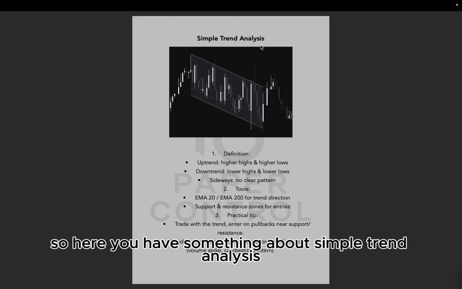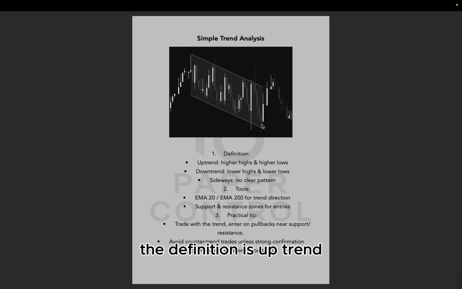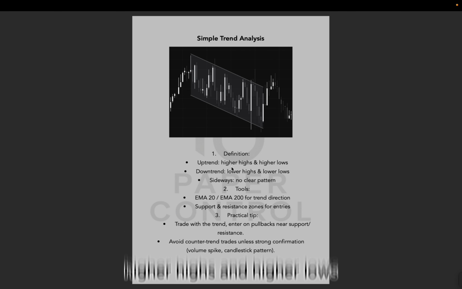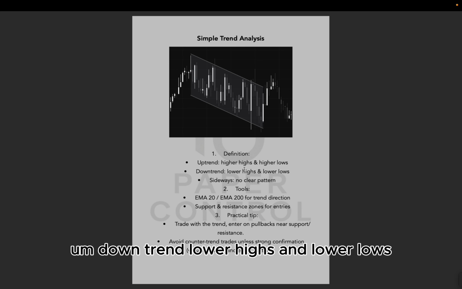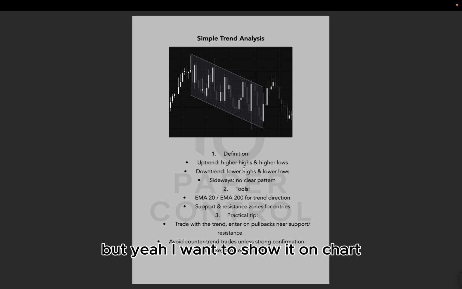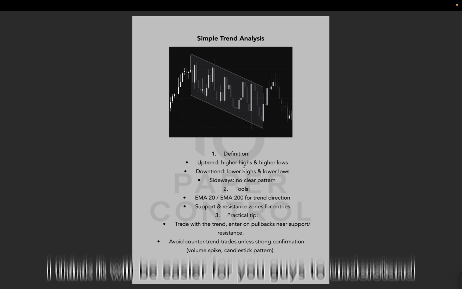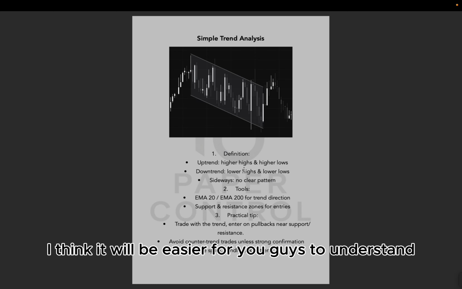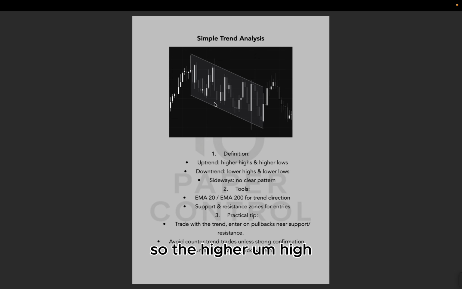Here you have something about simple trend analysis. The definition: uptrend is higher highs and higher lows, and downtrend is lower highs and lower lows. We'll get to that on the chart in a second, because I think it will be easier for you guys to understand. But here, actually, I have a downtrend.